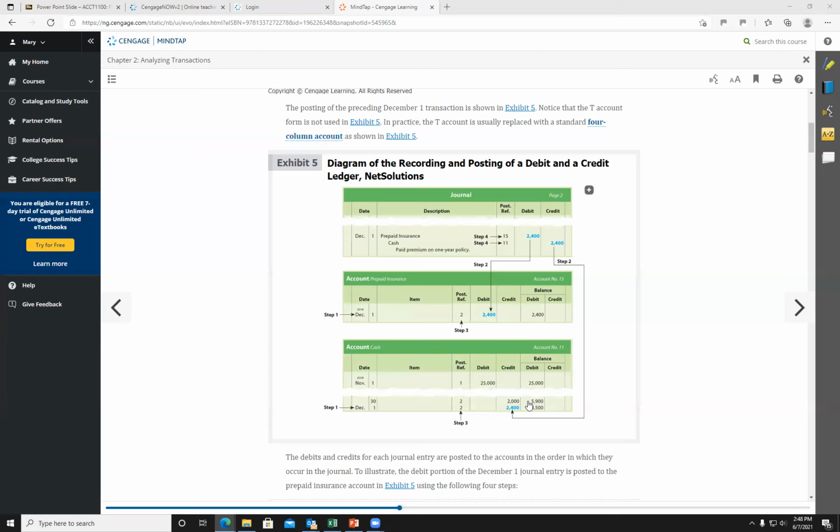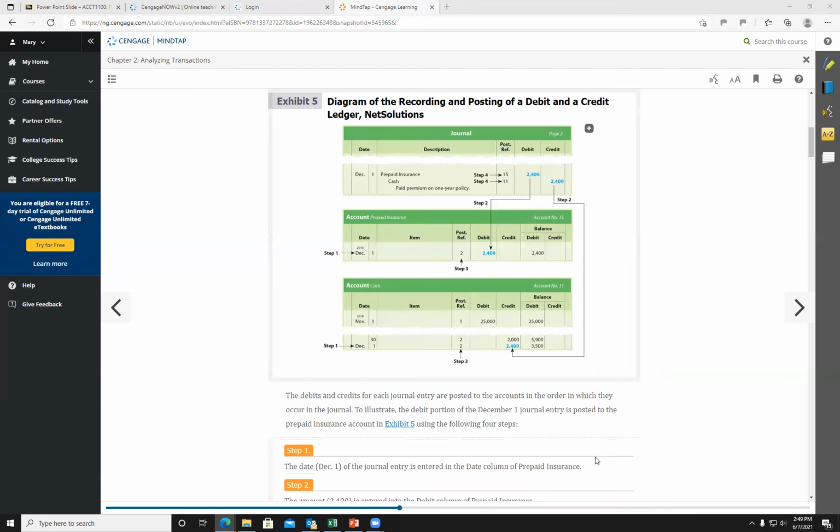So if we look here, this $2,000 credit where we spent $2,000 out of our cash gave us a new balance of $5,900. But then with the transaction of our prepaid insurance of $2,400, we now reduce that $5,900 down to $3,500. The debits and credits for each journal entry are posted to the accounts in the order in which they occur in the journal, again, because chronological order is very important.